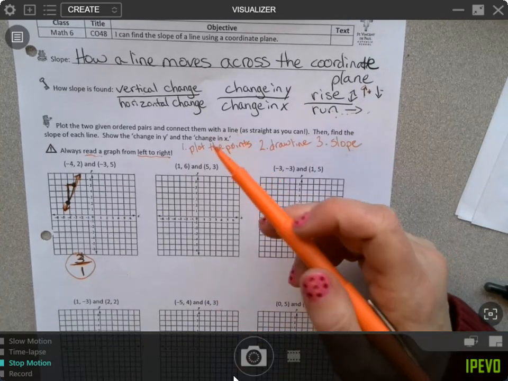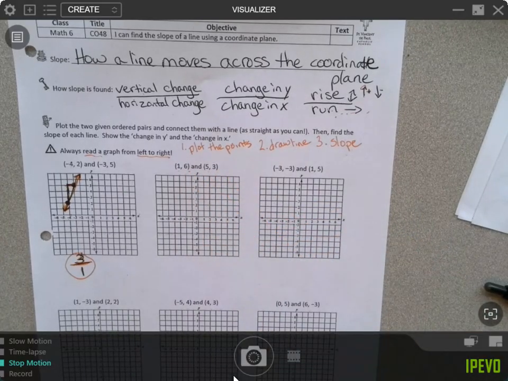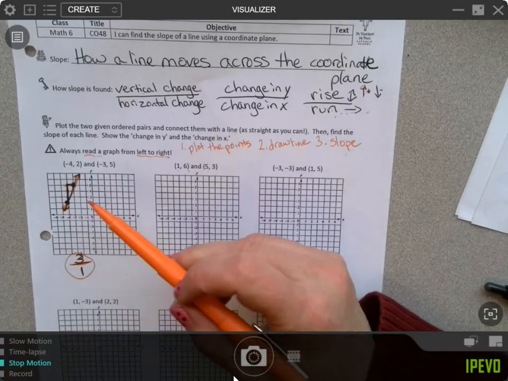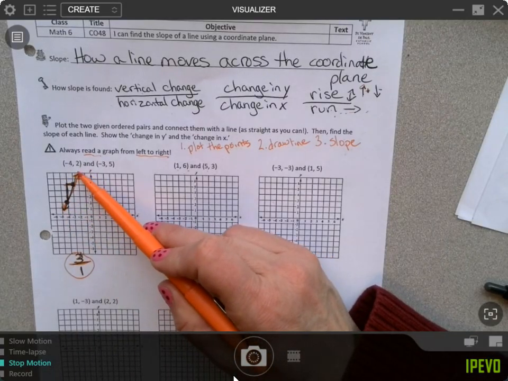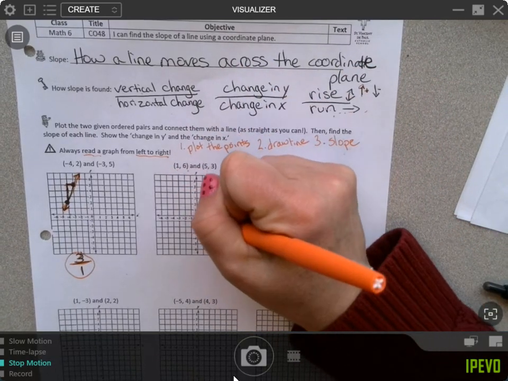So your first step is to plot 1, 6 and 5, 3. You draw that line connecting them, remembering that the line has arrows on the ends because it keeps on going. And then we're going to see if we can figure out what the slope is. The rise over the run. How many up or down do we go? And how many to the right do we go?